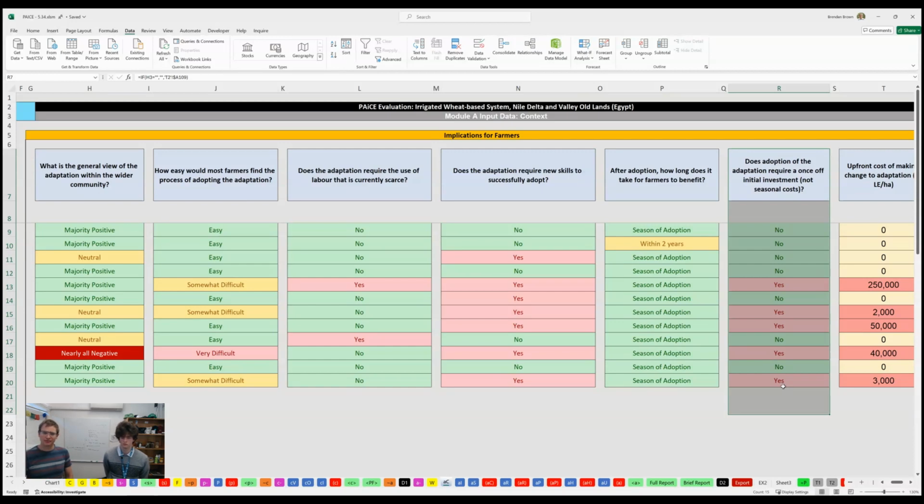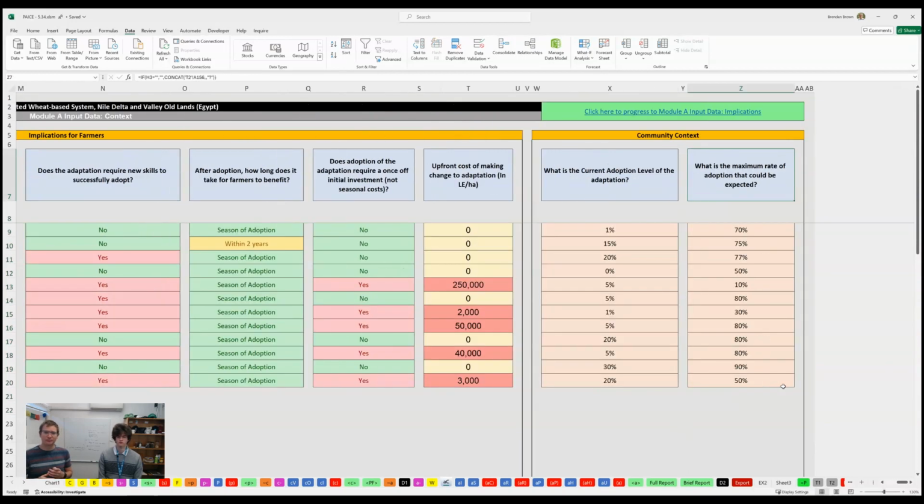So make sure when you're thinking about this, just as a discussion, do you need to buy a tractor? Do you need to buy a pump? Do you need to buy something expensive at the start that then you use for several years? That's what we're trying to capture here. The actual seasonal costs are captured later on.